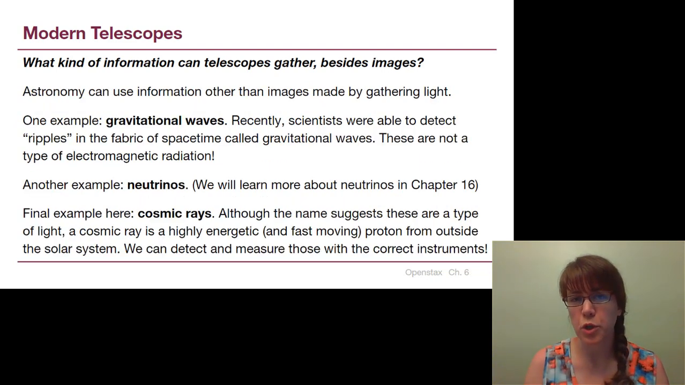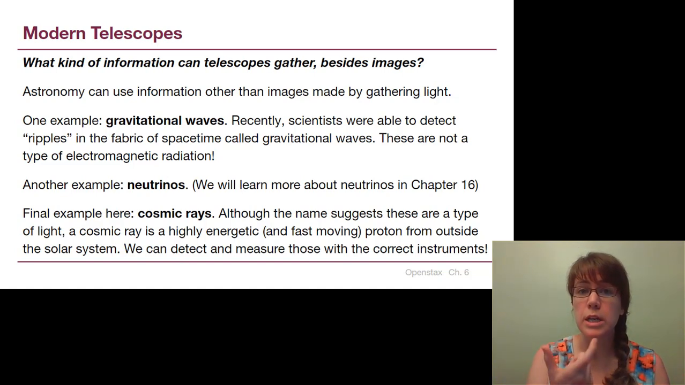The other things that telescopes can do, besides images and besides spectra, both of which are using the electromagnetic spectrum, is that we can use the idea of telescopes to actually measure different things as well. So gravitational waves are not a type of electromagnetic radiation, and it's only been in the past couple of years that we've actually been able to build telescopes to measure gravitational waves. We'll talk a little bit more about that later on when we get to chapter 24 and that part of the textbook. But gravitational waves are something that is separate from the idea of light. They're actually ripples in the fabric of space-time, which is pretty cool. And we'll talk about those later on.